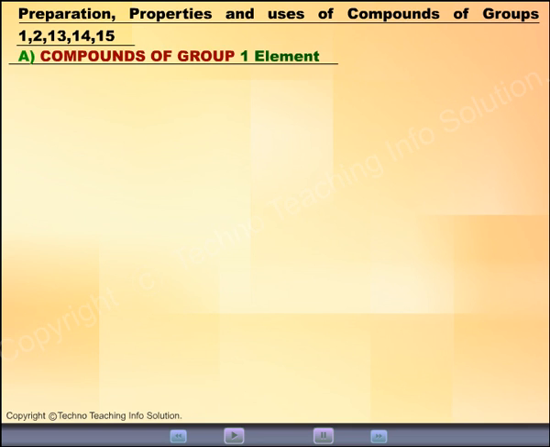Preparation, properties and uses of compounds of groups 1, 2, 13, 14, 15. A. Compounds of group 1 element. First, sodium chloride, common salt or table salt.